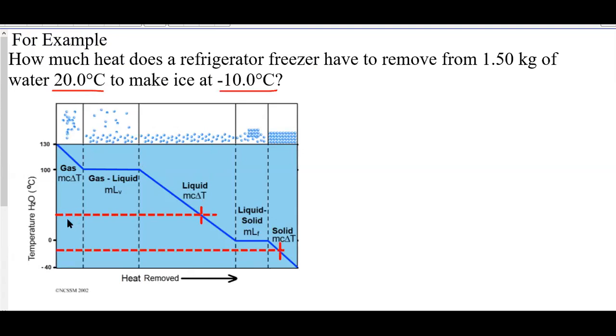So 20 degrees Celsius would typically be between 0 and 100. So 20 would be somewhere around here, which puts me in the liquid state. -10 degrees Celsius would be, of course, below 0, which puts us in the solid state, so ice. So if you look at this quick little chart, that tells me I'm going to have to change my temperature, so I need my specific heat capacity equation. I have to have a state change, so I'm going to have my latent heat equation. And then I have to change my temperature a second time, so I'm going to have to use my specific heat capacity equation again.